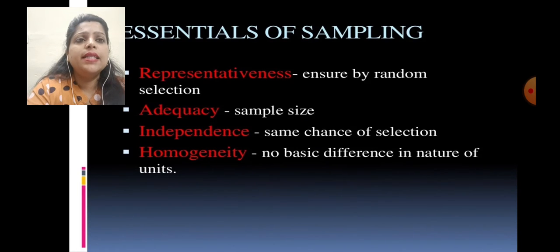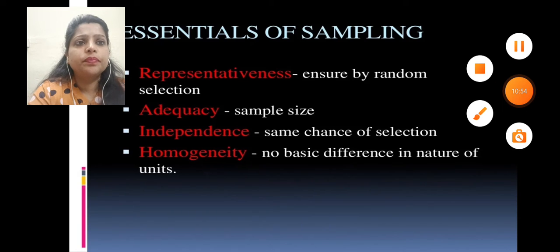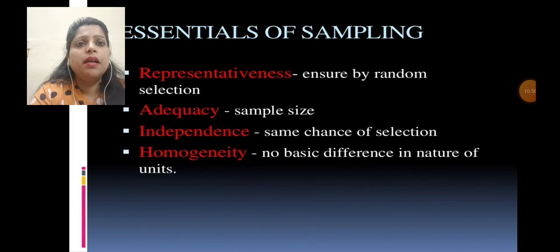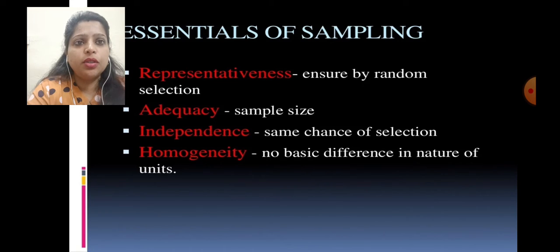Now, what are the essentials of sampling? First one is representativeness, adequacy, independence, and homogeneity. What is representativeness? Ensure by random selection. Whatever we are doing by sampling should be a random selection. Adequacy, sample size. If we want to take 10% of the sample or 50% of the sample, the sample size should be adequate.